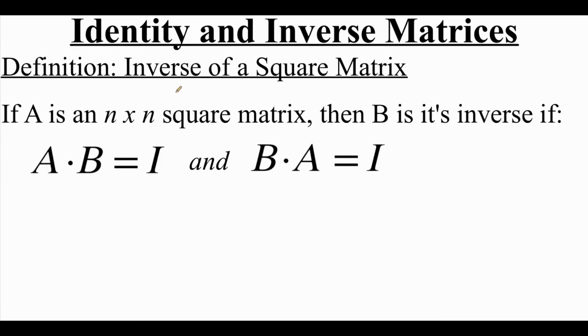Now when we're talking about the inverse of a square matrix, let's say we have matrix A and it's an n by n square matrix. Then matrix B is its inverse if when we multiply them together in both orders, so taking A times B and B times A, we get an identity matrix as our answer. If that's the case, then we would say that B is the inverse of A, and we denote that with A with a -1 power on it, so that means the inverse of A. Or we could also say this A inverse.